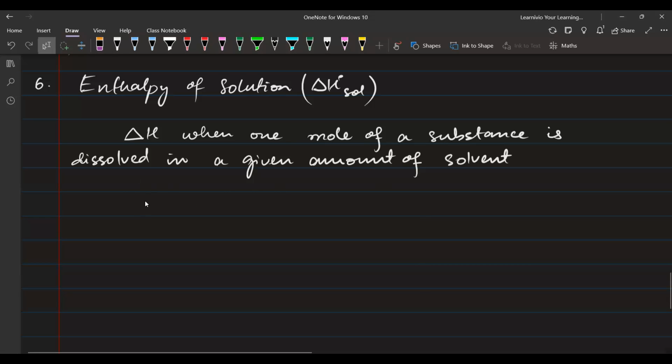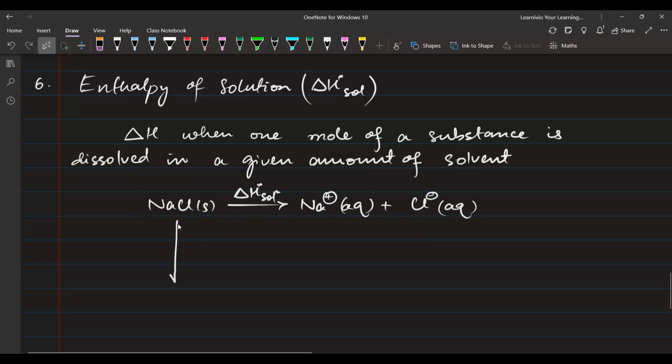Okay. So for example, if you have NaCl solid, and you're dissolving this into Na plus aqueous plus Cl negative aqueous, then whatever change is happening here will be delta H naught solution. Now, how can we calculate the enthalpy of solution?